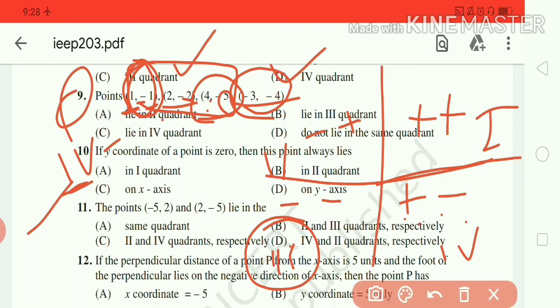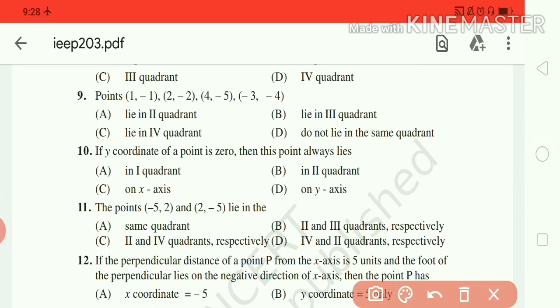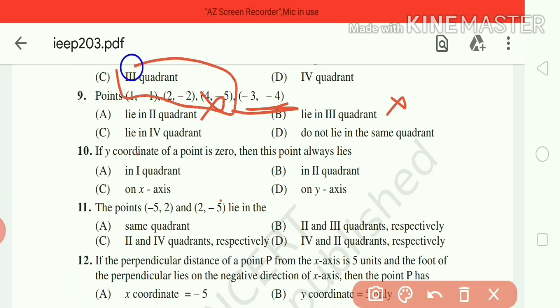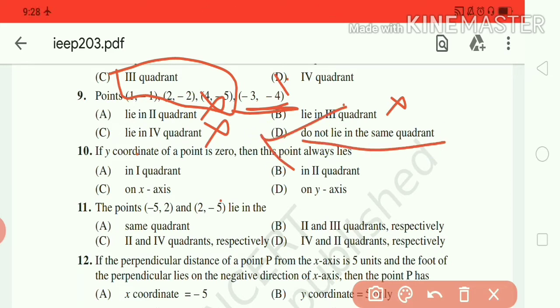So let us check the options. First option, lies in second quadrant, is not right. Lies in third quadrant only: -3 and -4 lies in third quadrant, so this is not the right answer. Lies in fourth quadrant: these 3 points lie in fourth quadrant, but this one is not lying in the fourth quadrant, so this is also not right. So do not lie in the same quadrant is the right option, because 3 points lie in fourth quadrant and the fourth point lies in third quadrant, right?